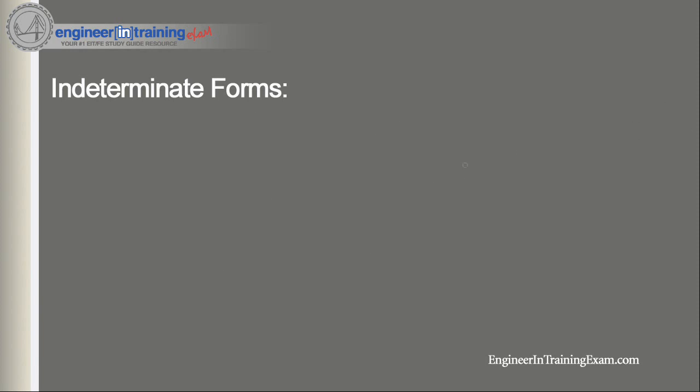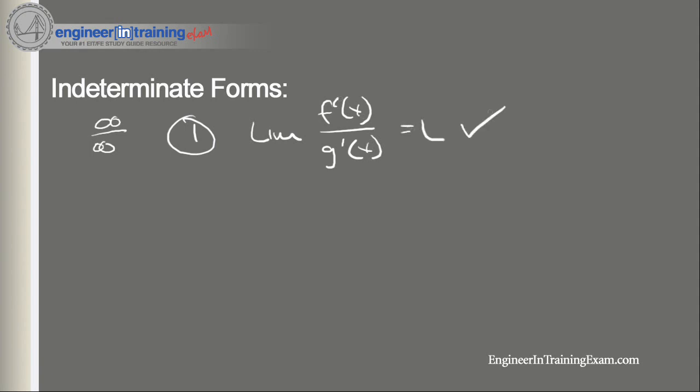So what if we have another indeterminate form we might encounter, infinity over infinity? This isn't telling us much, again, about the limit. So we have to employ L'Hopital's rule again, and the same rules apply. If we can find the limit of f prime of x over g prime of x, then that's the limit of the original function.